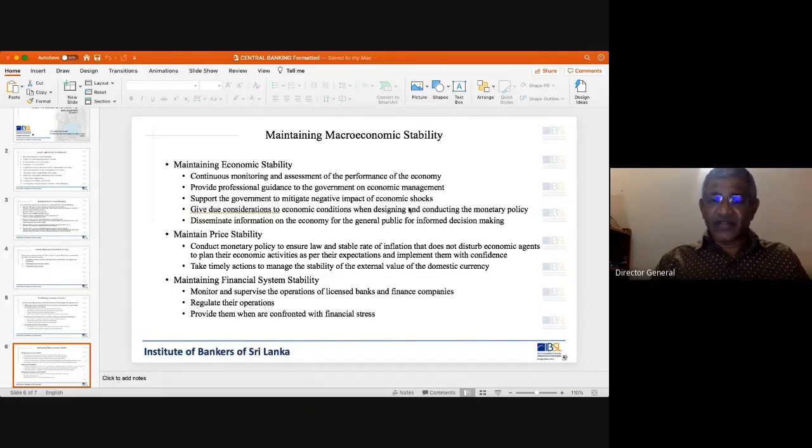And what rate? A rate that does not disturb economic agents in planning their economic activities as per their expectations and implementing them with confidence. Suppose prices are rising at a rate of 2%, and also we can take prices rising at a rate of 20%. Which one makes you feel more comfortable? 20% is a very high rate of inflation that creates so many economic disturbances. But 2% is not that much, because we can easily embed it into our cash flow projections.